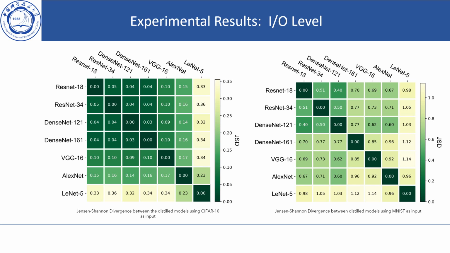And here is the result for the input-output semantic level. As you can see, we found that these models, except the one file, are functionally similar when the testing dataset is close to the training dataset. Because as you can see, if we change the input from CIFAR10 to MNIST, the input-output semantic similarity fails to classify these models.